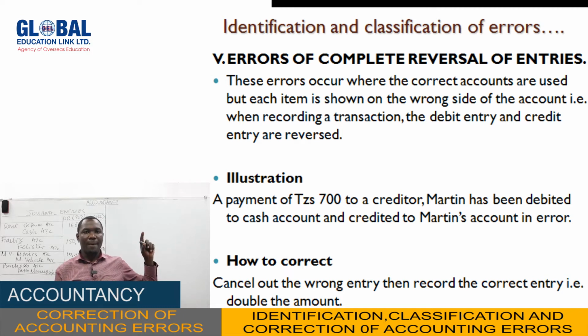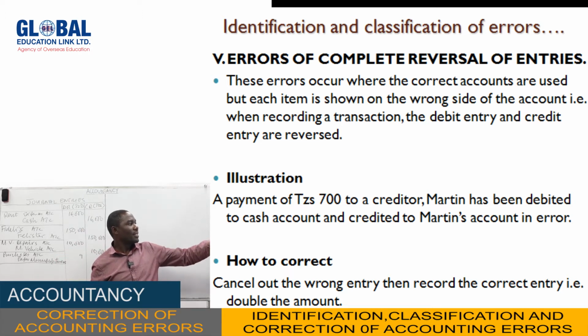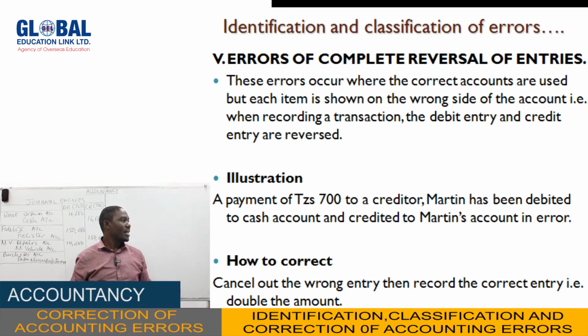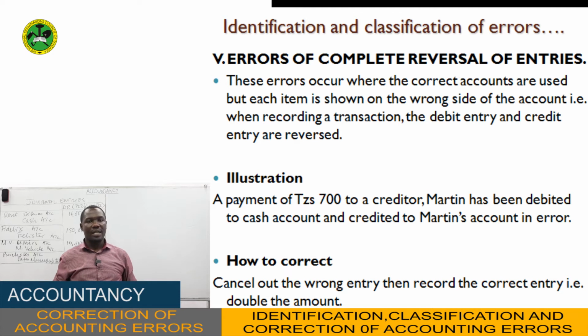If it is an expenses account, let's say an asset account, at the same account. Or if it is an expenses and revenue account, at the correct account. But the entry in each account is shown on the wrong side of the account.